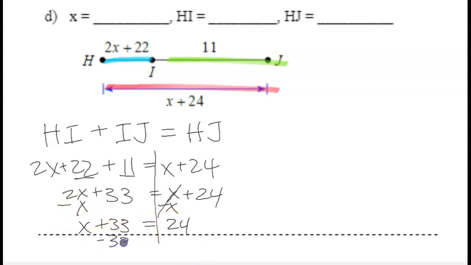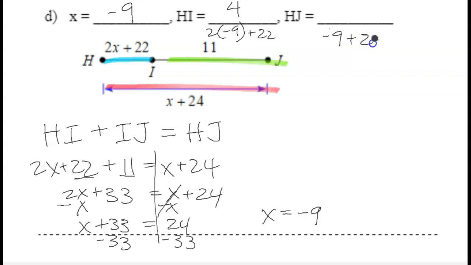Then I subtract my 33, and looks like it's going to give me a negative here. x is negative 9. Plug back in, so 2 times negative 9 plus 22, or negative 18 plus 22, that's going to come out to 4. Then HJ, the whole thing, will be negative 9 plus 24, which is 13.